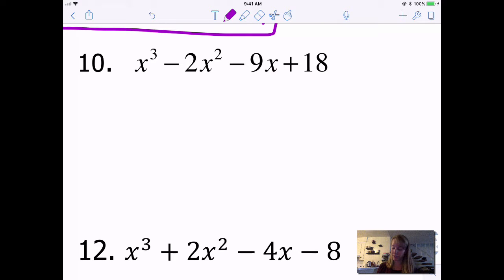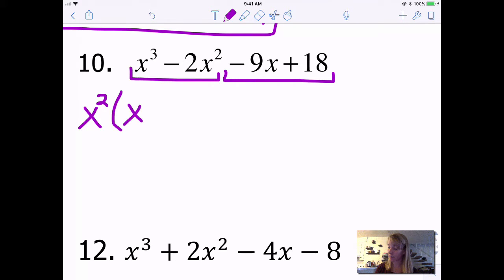Looking at all four terms, is there a GCF in all four? No. The 18 is missing an x. There are no numbers in common. So I can look at two groups. In the first two, it looks like they both have at least two x's. And x times x squared is x cubed. x squared times negative 2 is negative 2x squared.